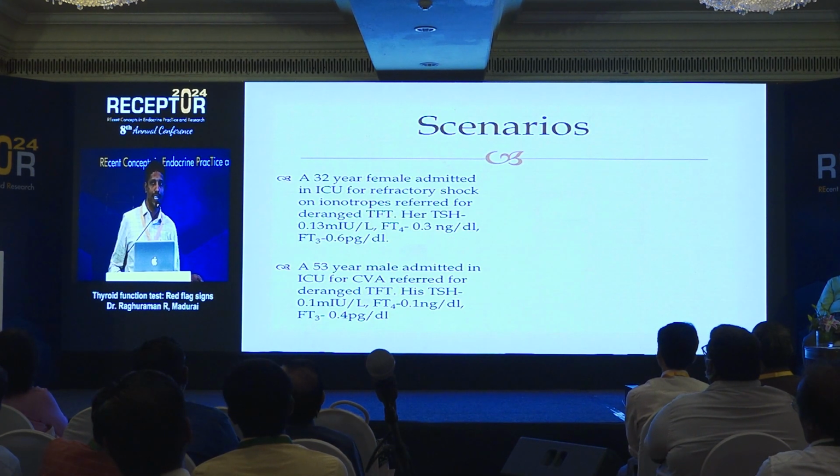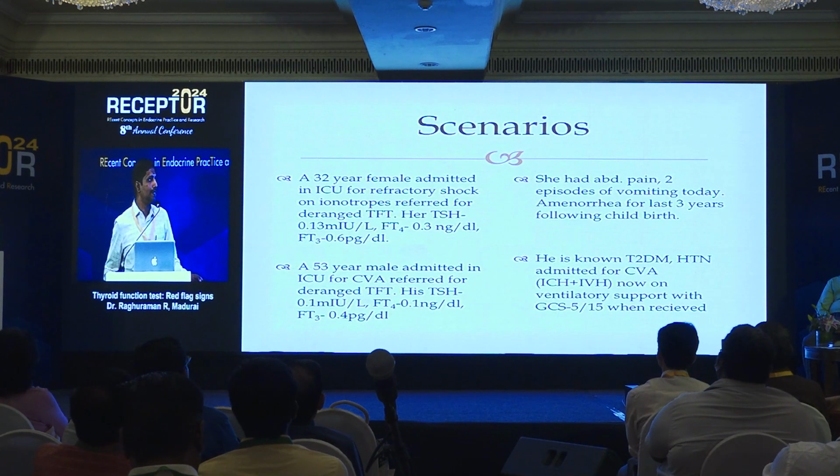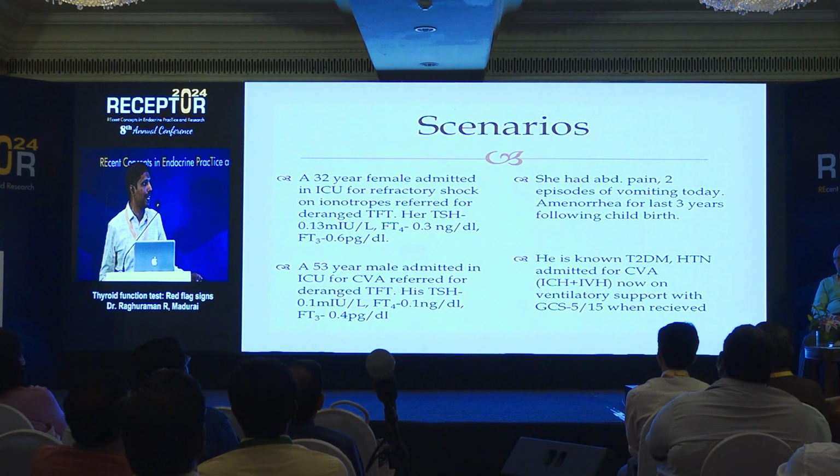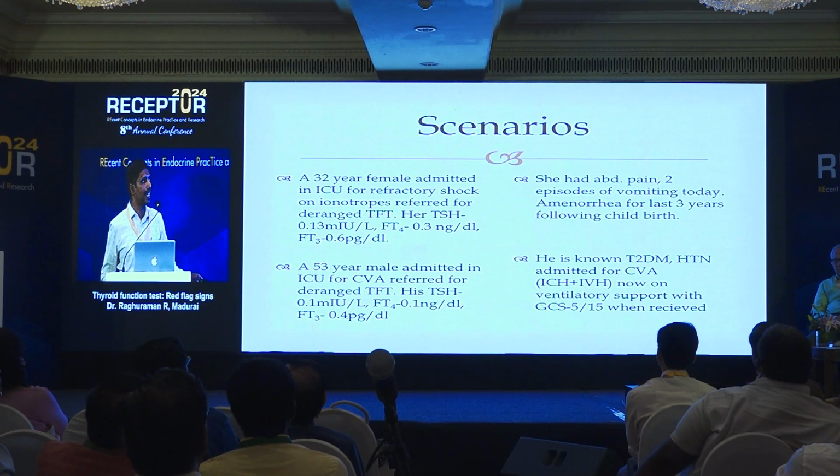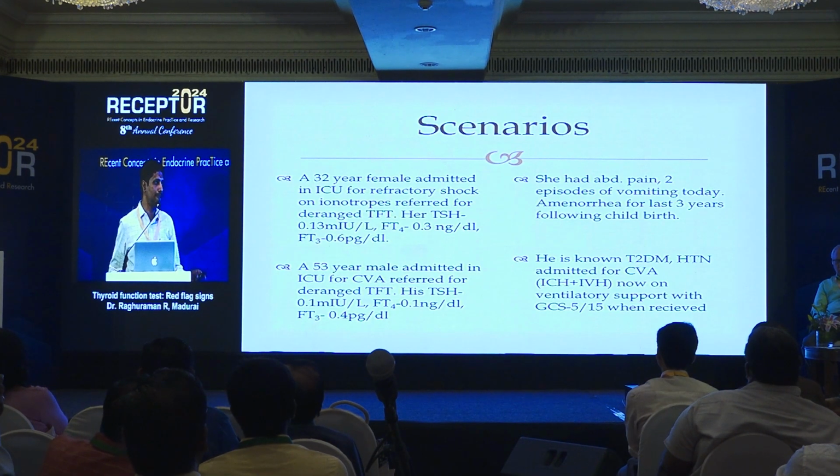How to proceed again to this? As usual, the first is clinical signs and symptoms. So the first patient had abdominal pain, 2 episodes of vomiting today, and the patient was amenorrheic for the last 3 years following childbirth, which had severe bleeding. So this is kind of going into the picture of Sheehan syndrome with early secondary hypothyroidism.